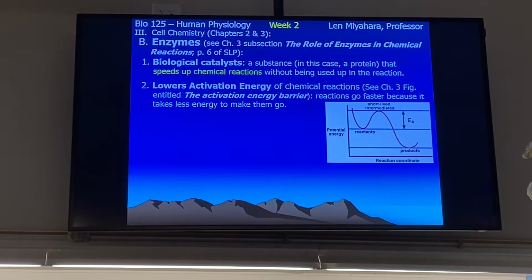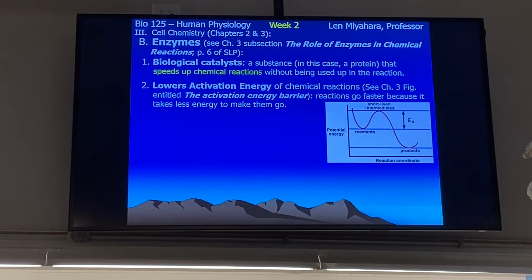A catalyst is something that speeds up chemical reaction rates without being permanently altered or used up. It says part of it here: speeds up chemical reactions without being used up in the reaction. It is not permanently altered. In the case of enzymes, they are temporarily altered, but when the chemical reaction is done, it snaps back to its original shape. So it's not permanently altered. Everybody got it? Only temporarily changed.